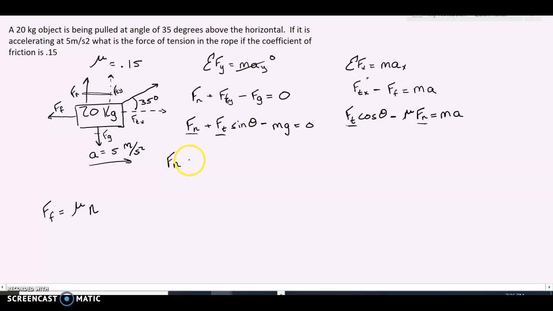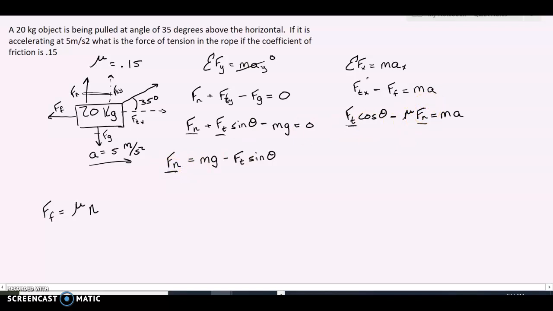All right, so we have our force normal. I'll subtract this to the other side, so force normal equals mg minus force tension sine of theta. Theta, by the way, is just our way of denoting the angle. It is just a variable I can put in there instead of writing 35 every time. So now I have our force normal here and our force normal here. So I will plug in my force normal.